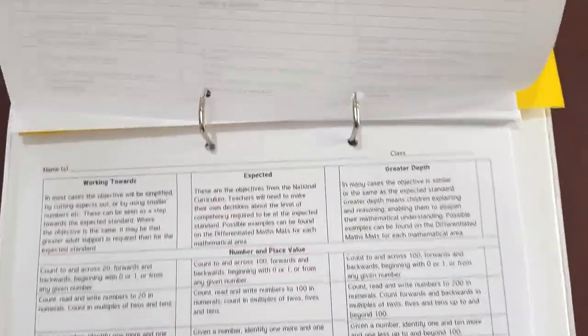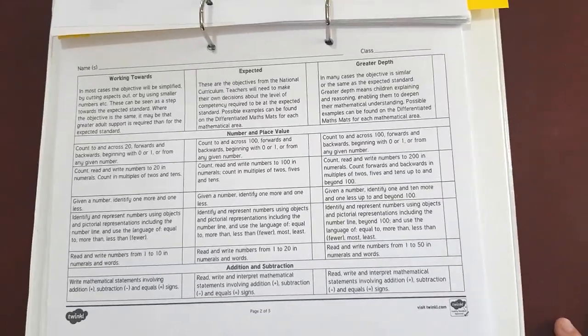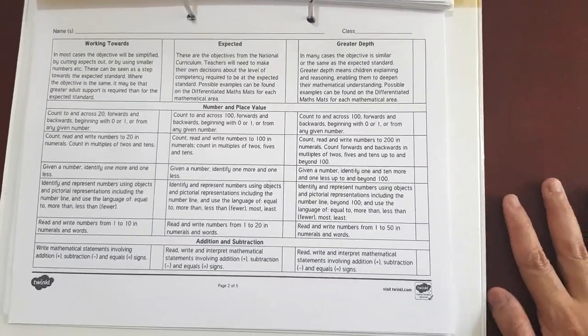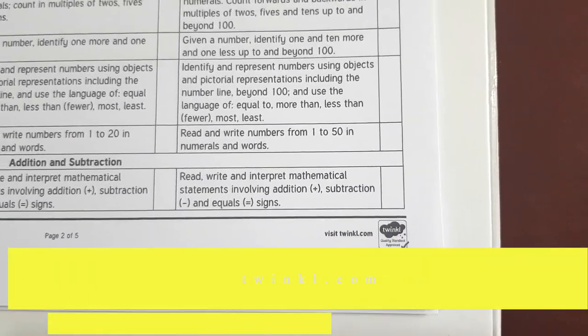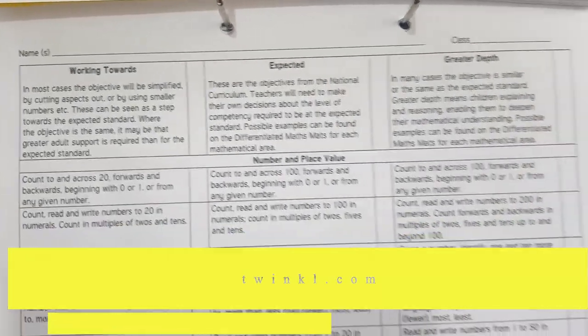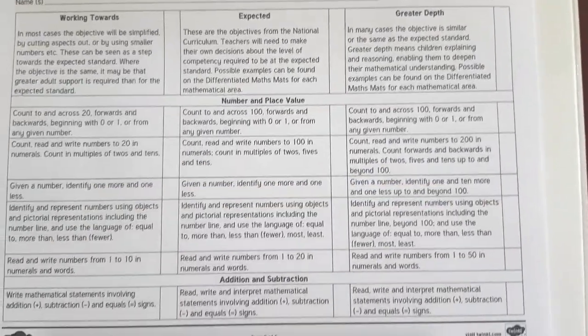Okay? So, that's for Yosh, preschooler. So this one naman is Zoe. So I got this from twinkl.com. And dito naman, working towards, expected, and then greater depth. So yun yung mga criteria.